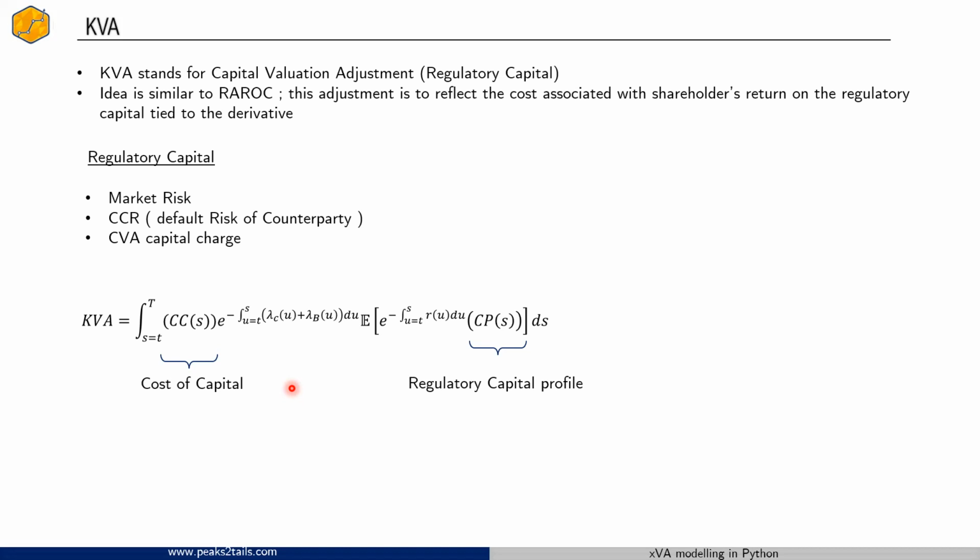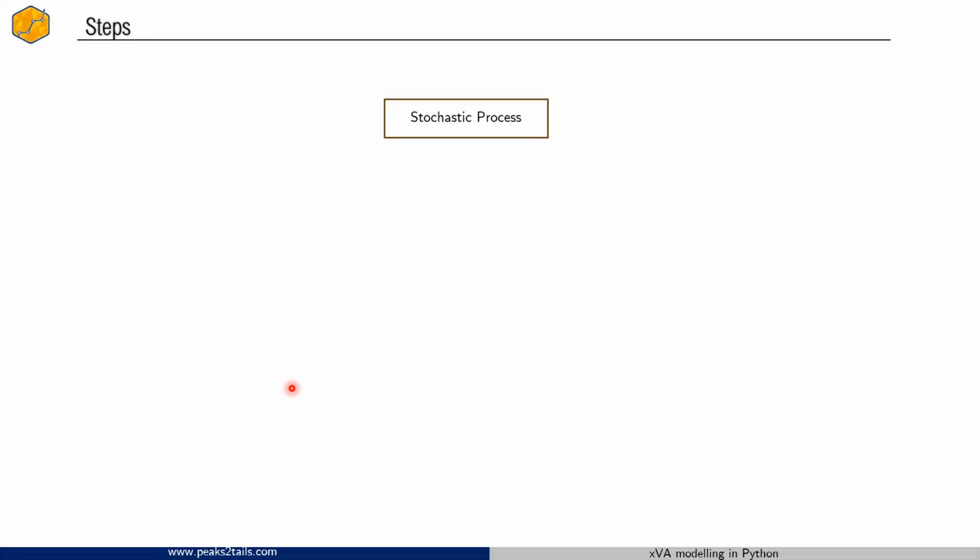All right, so let's do a quick Python implementation of a very simple use case, and then we'll call it a day. Part 2 is Python implementation. So here are the steps. Step number 1, identify the stochastic processes that you need to model your risk factors, right?